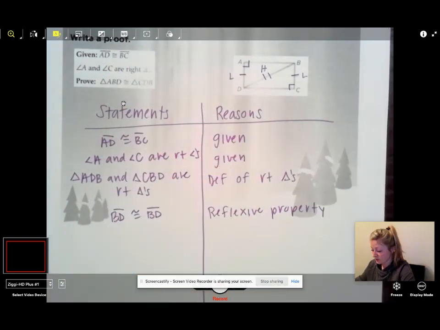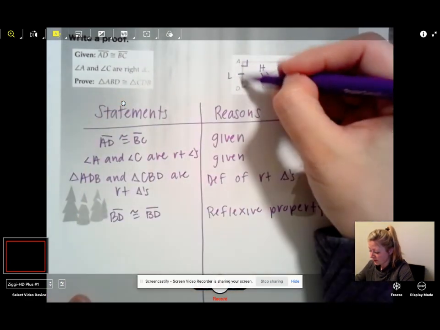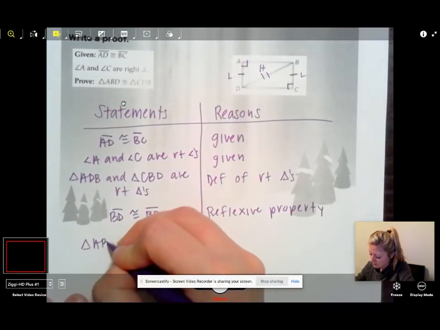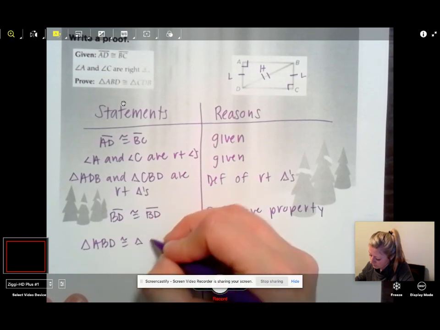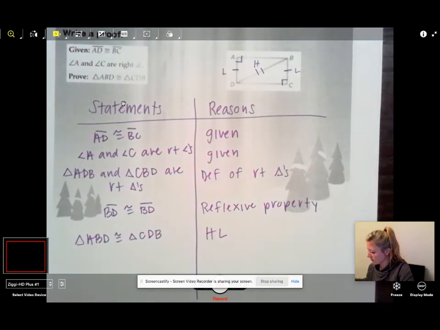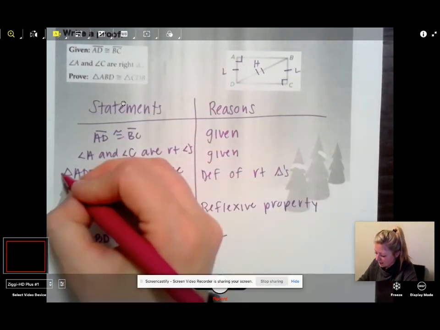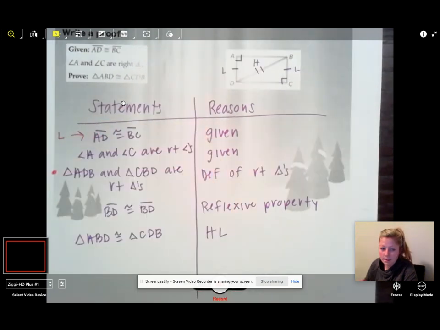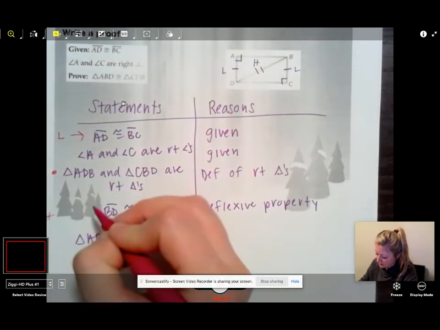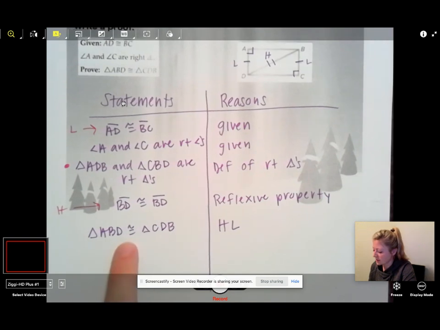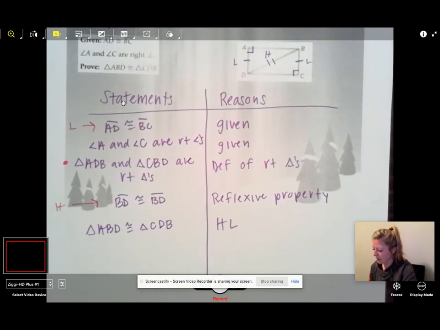So actually, folks, we're done. We have now shown that this triangle here and this bottom one are congruent by HL. So again, we had our right triangles. We had to say that. So that has to be true. We had our legs congruent. That was right there. And then our hypotenuses are congruent. So that is enough information to say that those two triangles are congruent by HL.